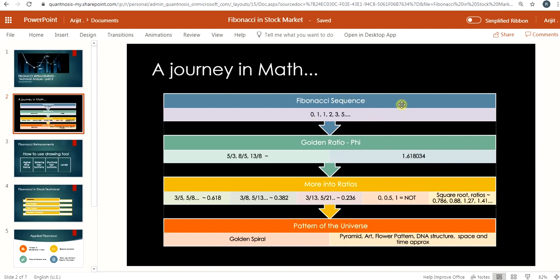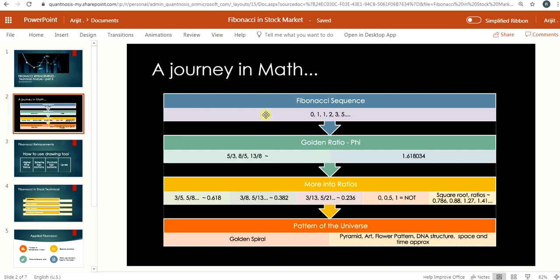In this sequence, if you take the ratio of two immediate numbers, starting from approximately 5 by 3, or 8 by 5, or 13 by 8, these give you the same unique number every time, which is 1.618034. This number is called the golden ratio, and it is denoted by the Greek symbol phi.